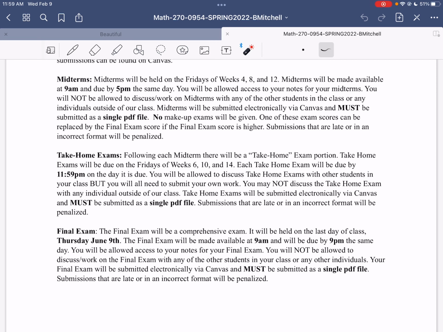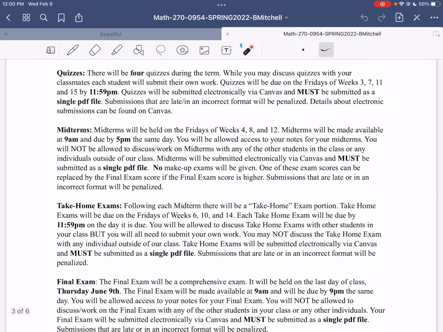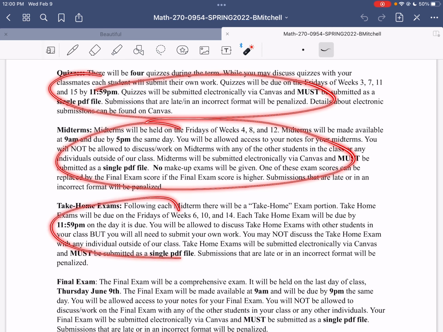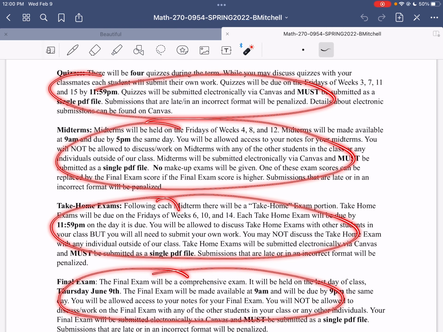Just like everything else in our class, it is open course material, so you're allowed to access your notes for the final exam. You're not allowed for the final exam to discuss it with other students or any outside individuals or use any outside resources. The final exam is submitted electronically via Canvas. Same idea, it must be a single PDF file. All right, so in summary, we've got 4 categories of assignments. You've got your 4 quizzes, 3 midterms, 3 take-home exams, and 1 final exam.